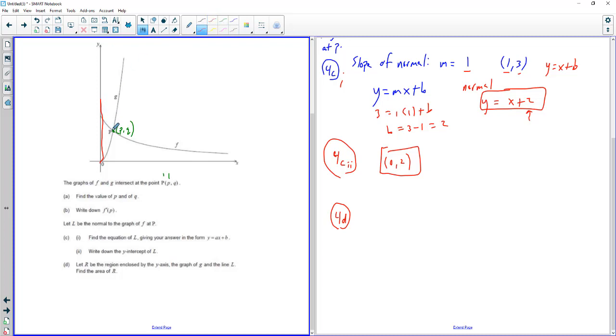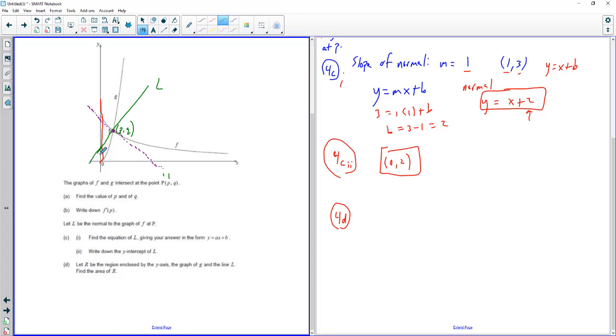So the line L, understand here that this right here is the tangent line of the graph. L is a normal line, so be careful here. L is a normal line, so it's going to go perpendicular to this. So this is what L is going to do. It's going to go something like this. Okay.